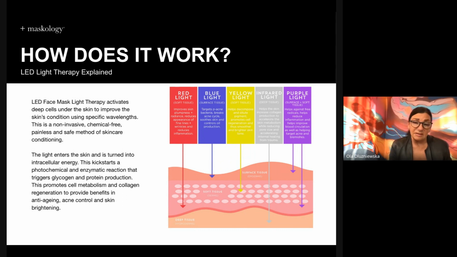So when the light enters the skin, it causes what we call intracellular activity or intracellular energy. This really does kickstart a photochemical and enzymatic reaction in the cells at the lower levels. It will trigger collagen production, glycoproteins, and will also stimulate cellular renewal. So we can now treat everything from anti-aging to acne to skin brightening. So many uses for this mask.